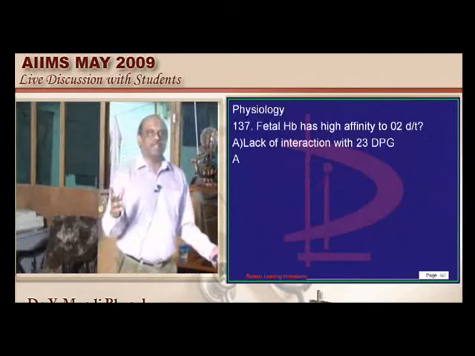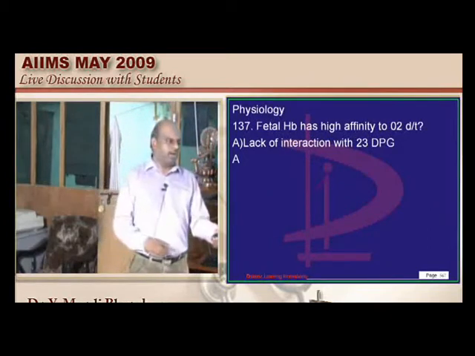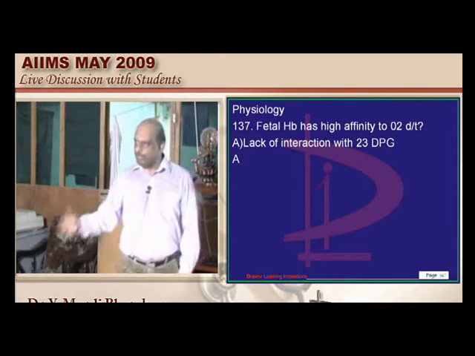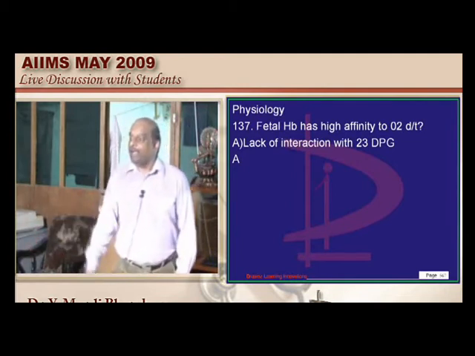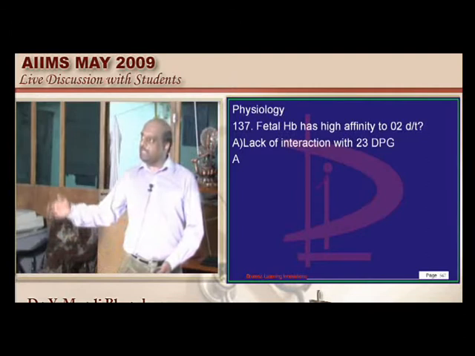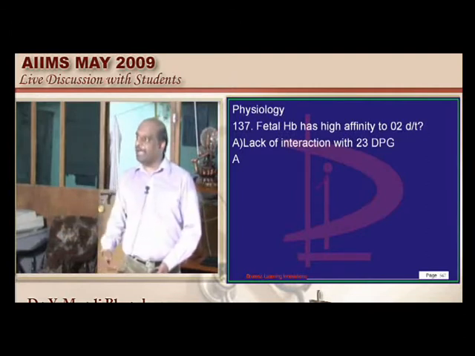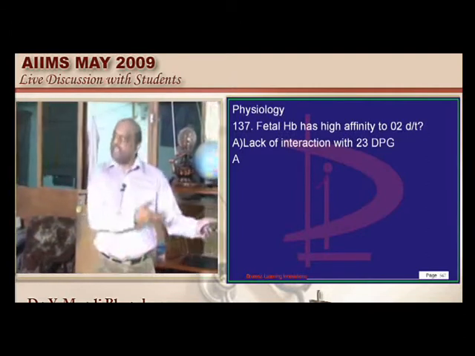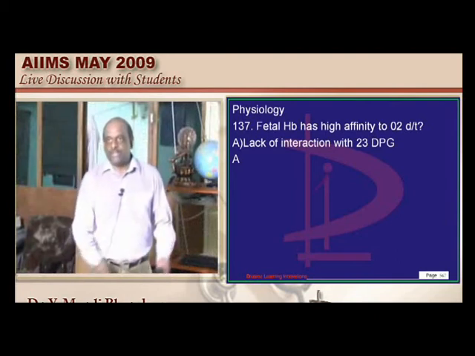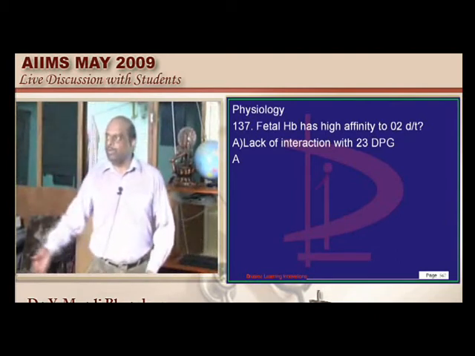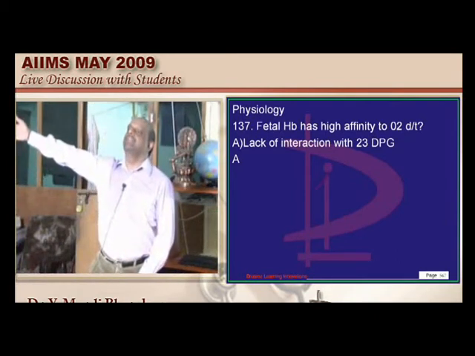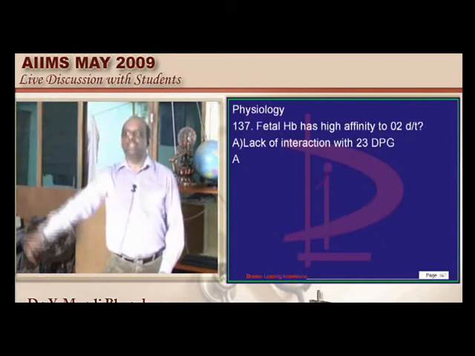Now let us talk about fetal hemoglobin. Hemoglobin has two opportunities: either it can marry oxygen or 2,3-DPG. If it marries 2,3-DPG, it has to divorce oxygen. And why does fetal hemoglobin have a high affinity for oxygen? Because it has no receptors for 2,3-DPG. Since 2,3-DPG cannot bind with fetal hemoglobin, it has a very high affinity towards oxygen, is what needs to be remembered.